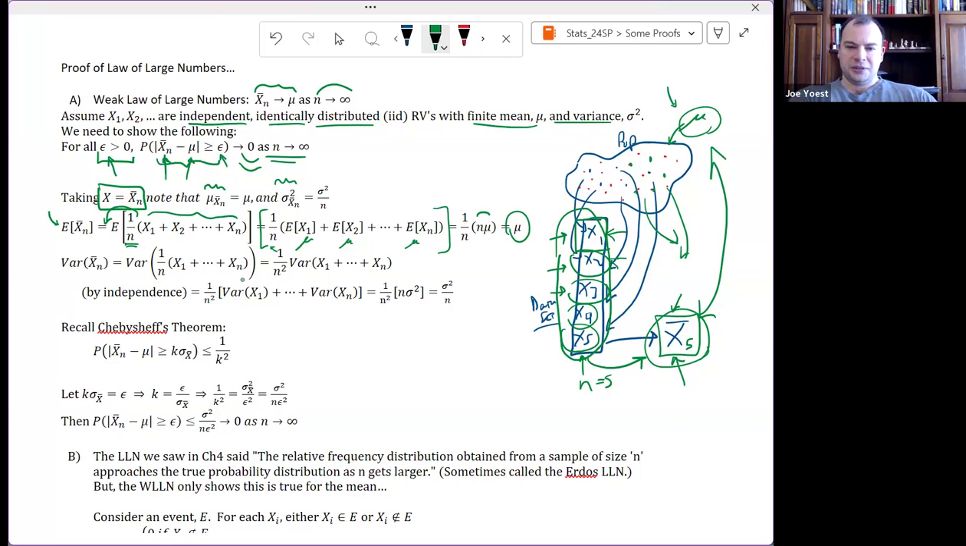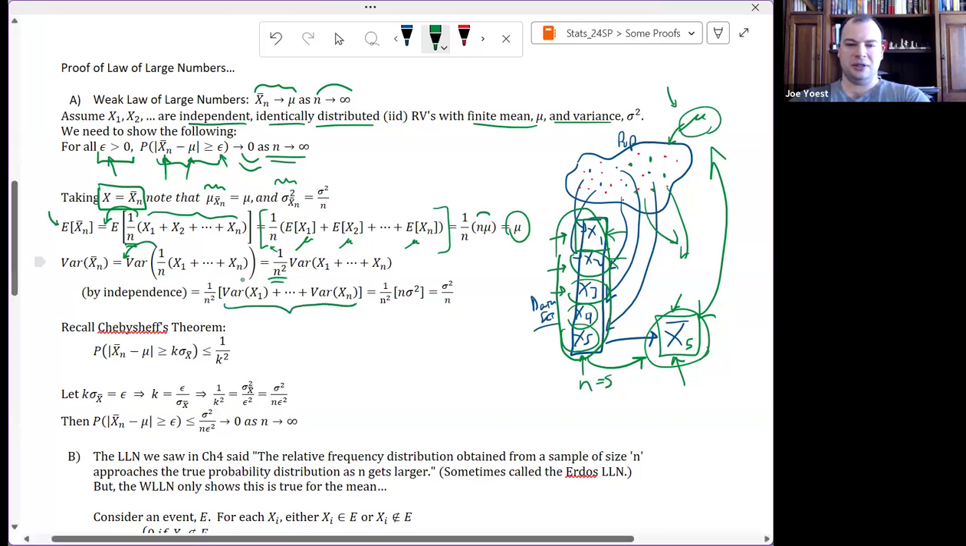What about the variance? Well, the variance, remember, constants can come out of the variance. So we're looking at the variance of x bar n, similar to expected value. Constants can come out, but when they come out, they get squared. So that 1 over n inside the variance comes out as a 1 over n squared times the variance of x1 plus x2 and so on plus xn. By independence, the variance of the sum is the sum of the variances. If we do not have independence, this wouldn't hold. But by independence, we can say this.